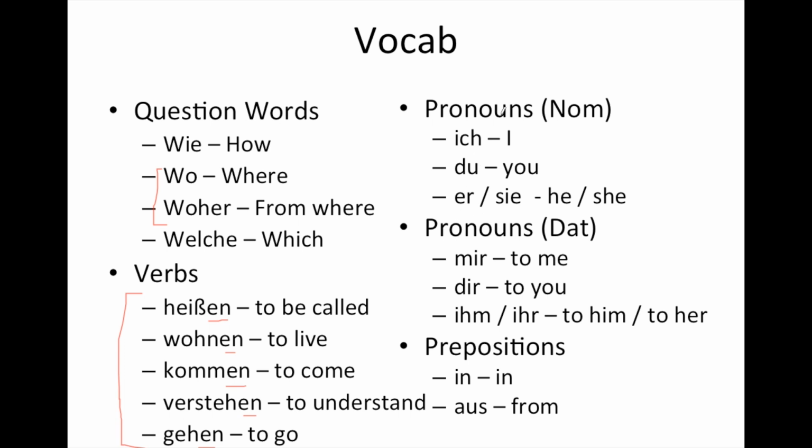We'll be working with 3 pronouns: ich, du, and sie. These are nominative, our subject pronouns. These are the things that we're going to be talking about in our sentences. And then we have dative pronouns, which are mir, dir, ihm, and ihr. To me, to you, to him, and to her. So instead of saying literally to me in 2 words with a preposition and then the pronoun, we're combining them into just one word, mir, dir, ihm, or ihr. And then we have 2 prepositions, in and aus.